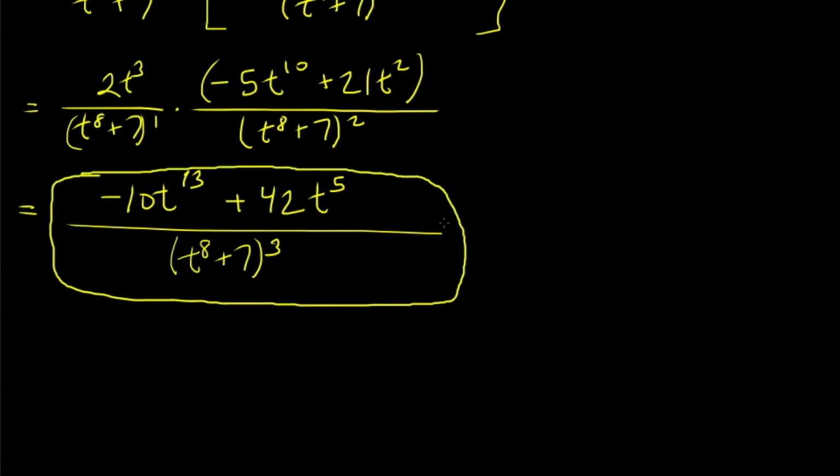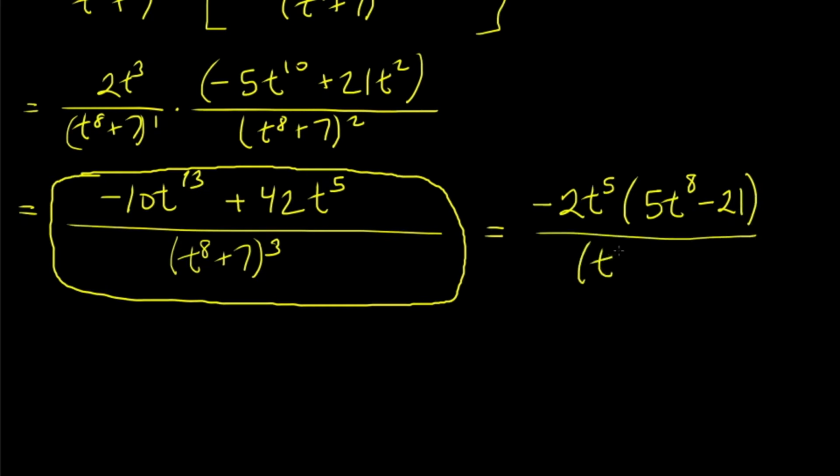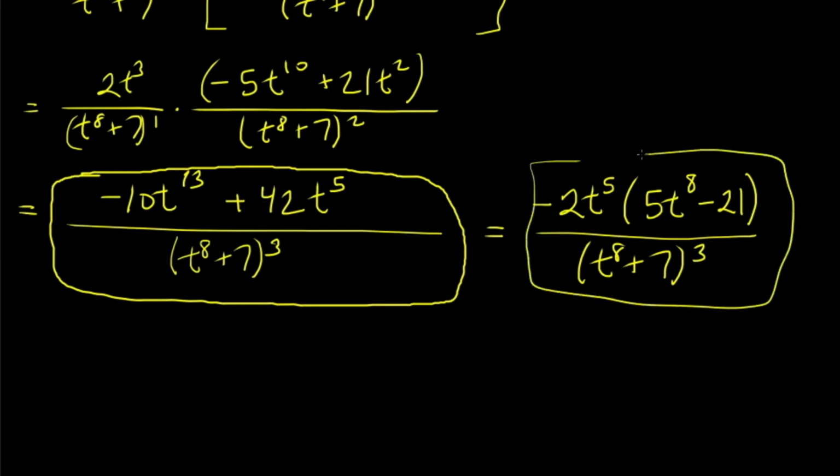You could make the case to factor out, let's see, a negative 2t to the 5th in the numerator, leaving you with, let's see, 5t to the 8 minus 21, just minus 21, right? All over the same denominator, t to the 8 plus 7 to the 3. All right. Again, I think either way is fine here.